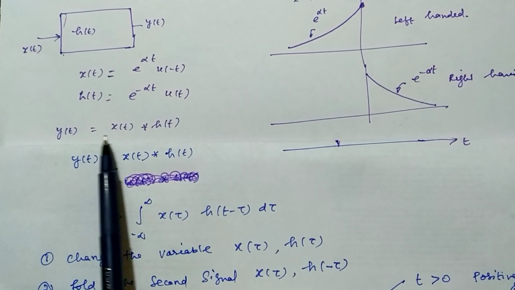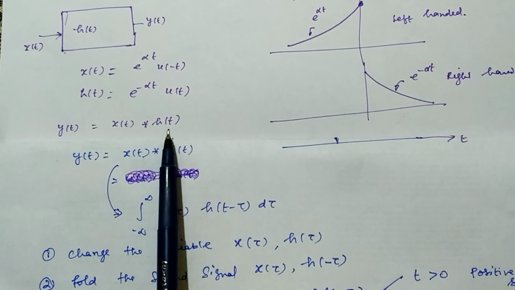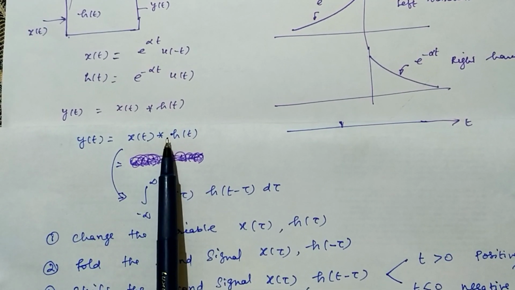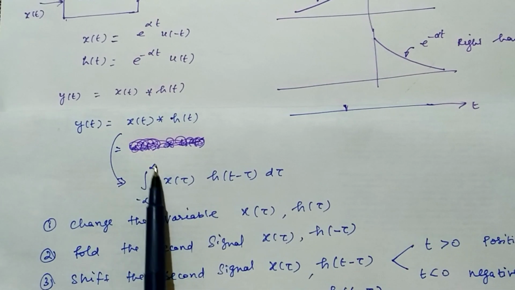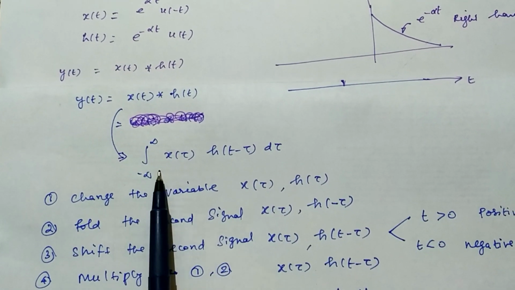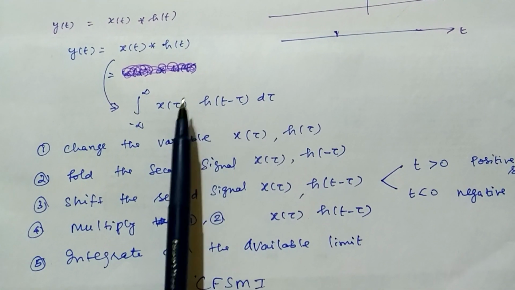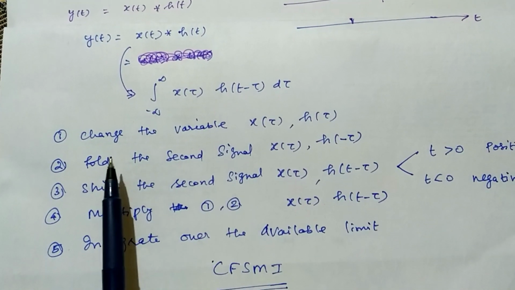So output is equal to x of t convolved with h of t. The formula for convolution is the integral from minus infinity to plus infinity of x of tau h of t minus tau d tau. So this can be explained using 5 steps.